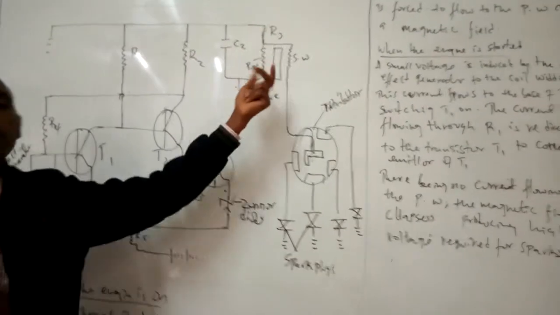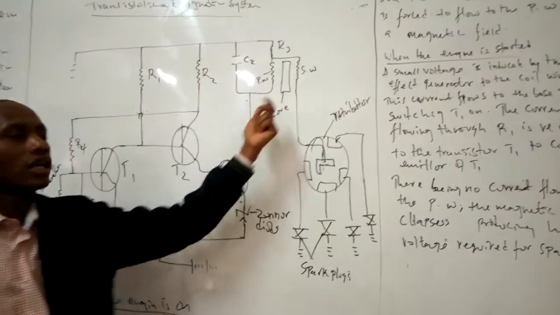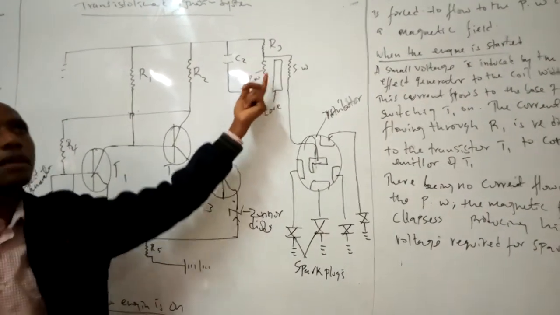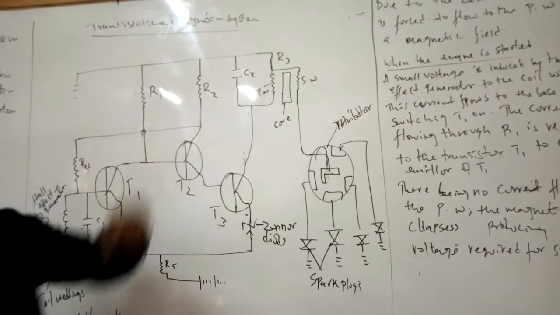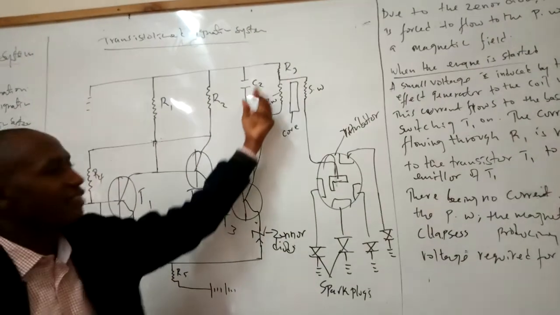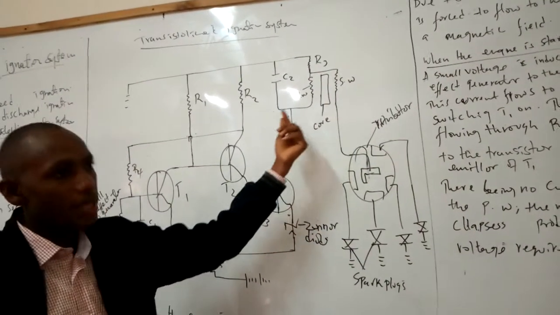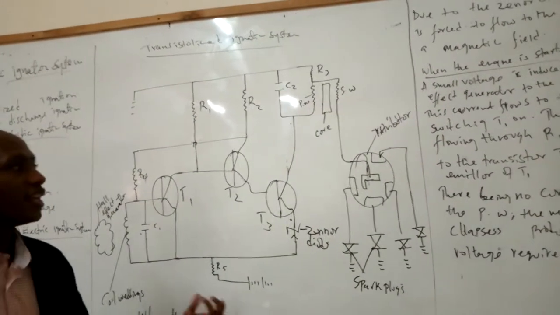Once it reaches the primary winding, a magnetic field is created. Remember, this is a solenoid. A capacitor there is there to store charges for a moment, as we are saying. Now, we have the magnetic field being created. That is the end of when the engine is on.